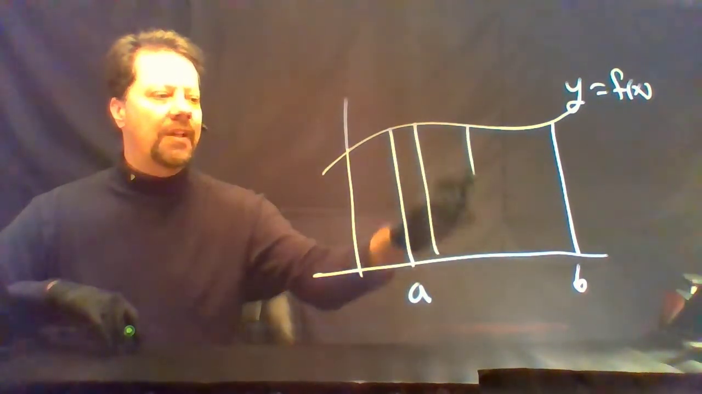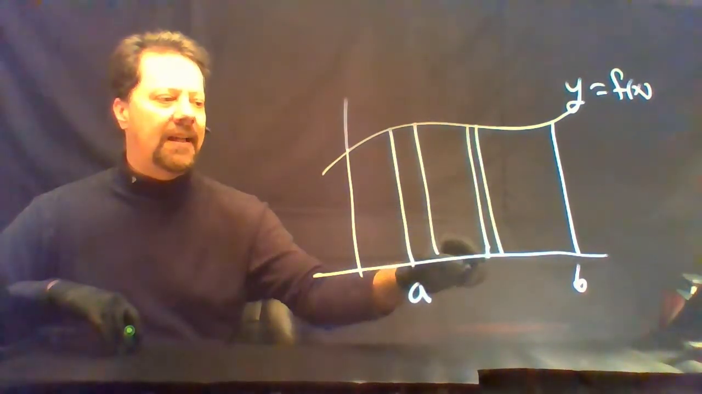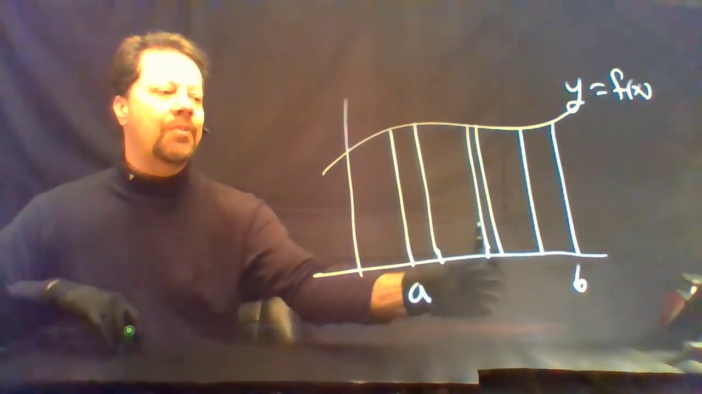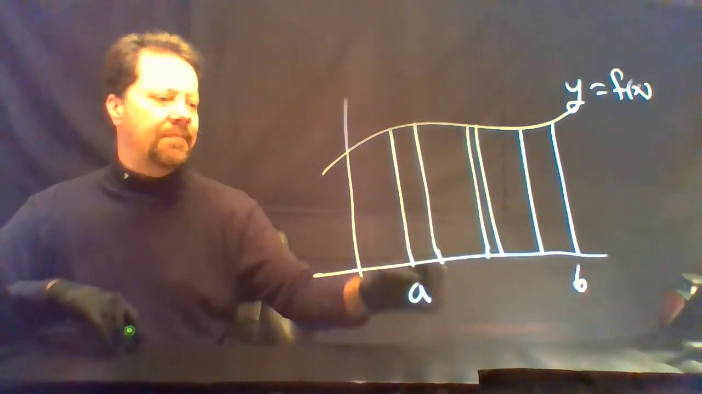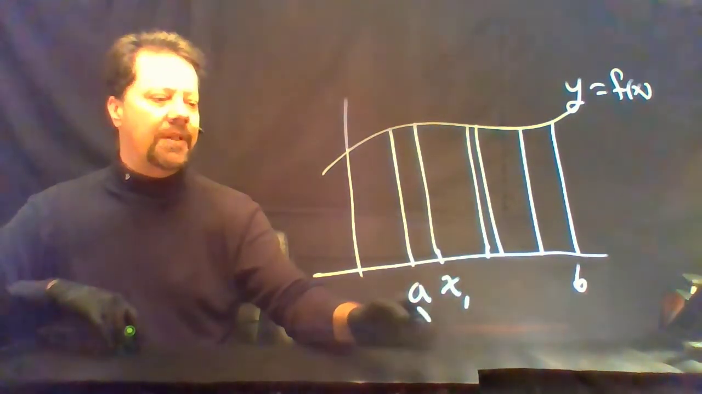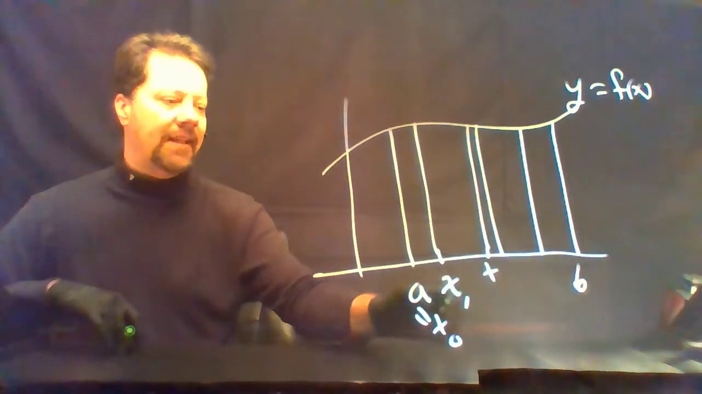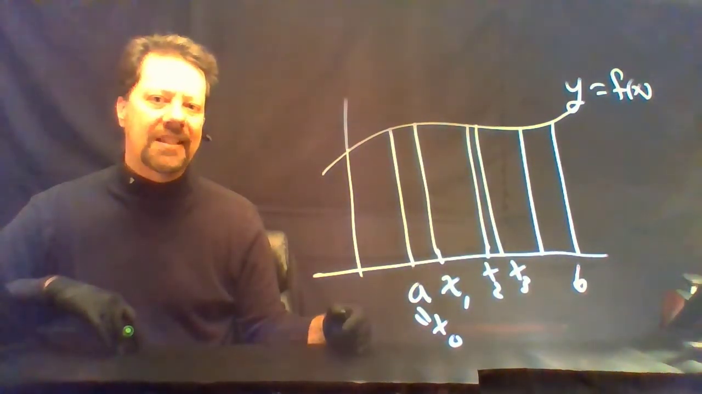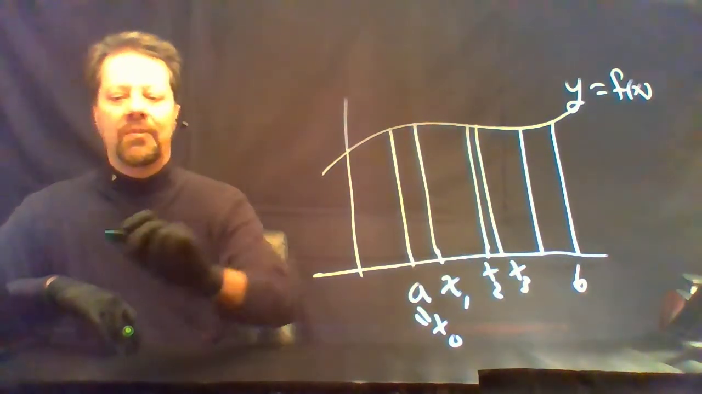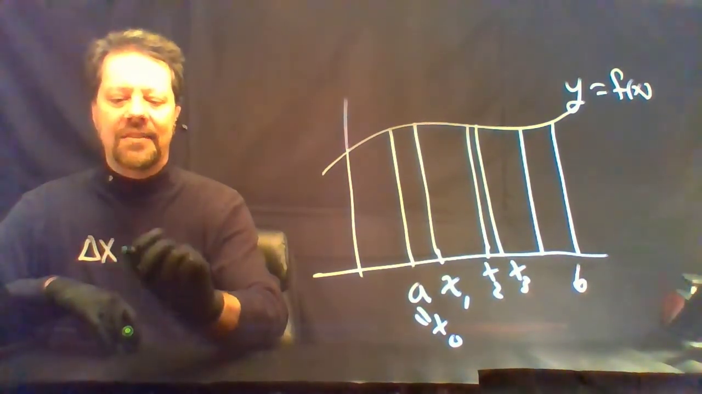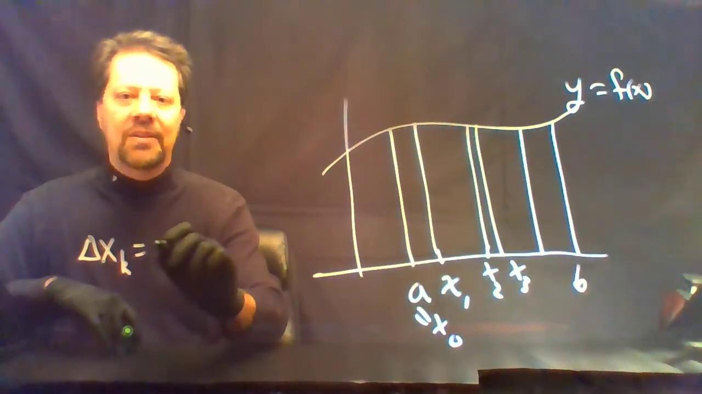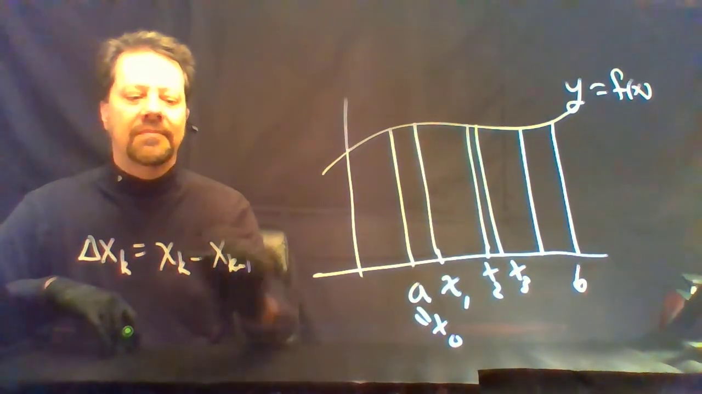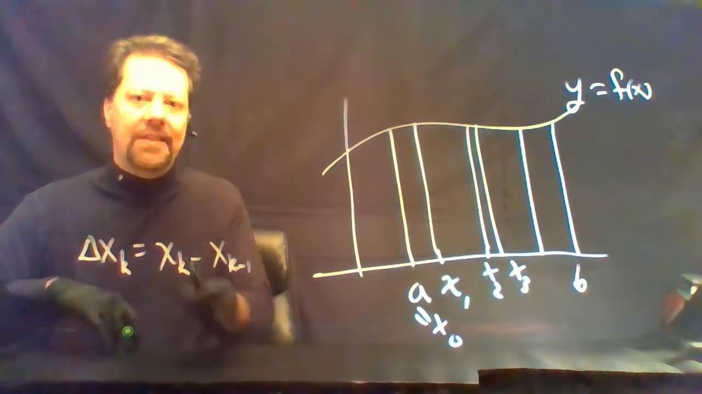We'll assume that you can divide the domain up into a partition, but that the subintervals don't necessarily have equal widths. We're still going to start at x0 and label them x1, x2, x3, and so on, but we won't assume that they're all the same distance apart. We'll have different delta x's. Delta xk will be xk minus xk minus 1, the distance between adjacent points in the partition.